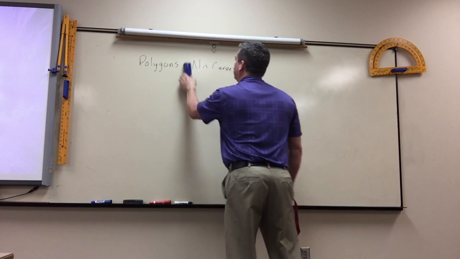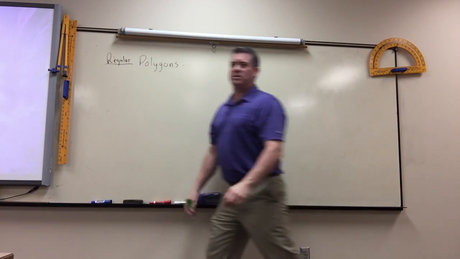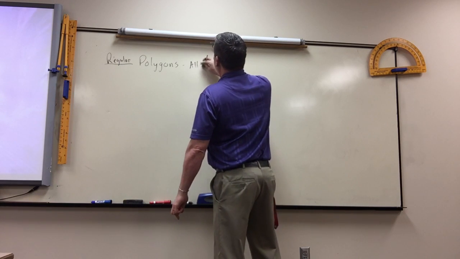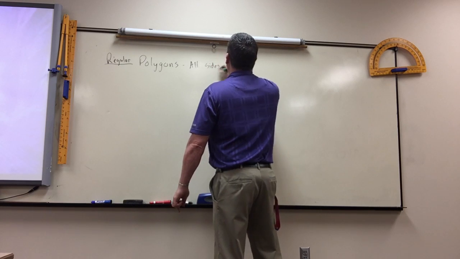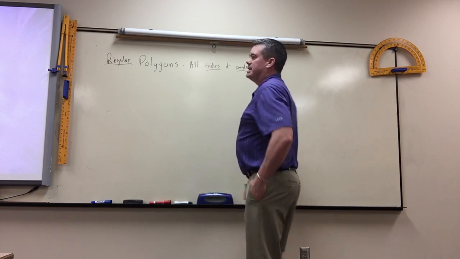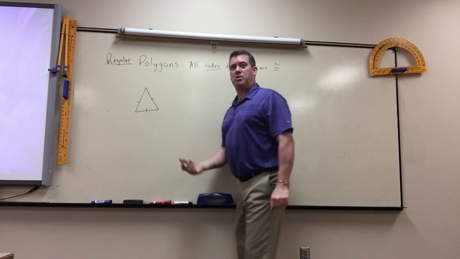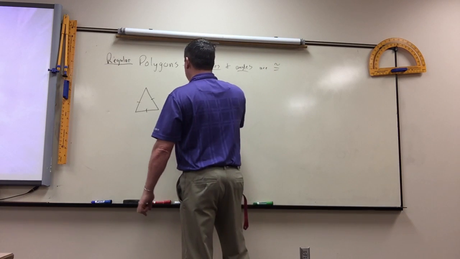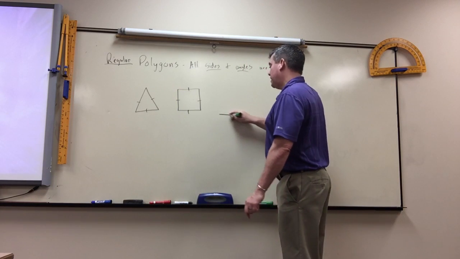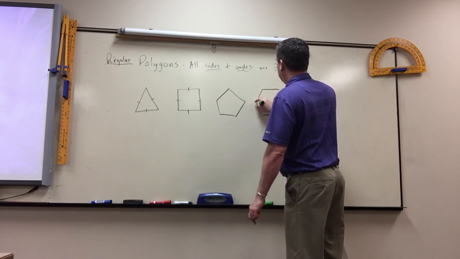A regular polygon. Remember, if something's regular, what it means? It is normal. All sides and angles are congruent. Okay, so a regular triangle would just be an equilateral triangle. That's a regular polygon. A regular quadrilateral would be a square. A regular pentagon would be just that, all the sides are the same. Regular hexagon, and so on.